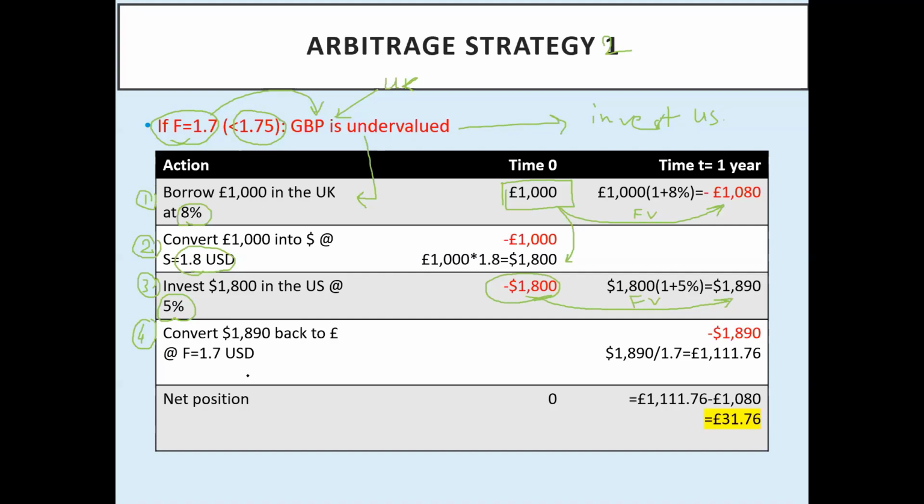Also, because I want to hedge my foreign exchange rate risk exposure, I'm going to convert the dollars back into the pounds at the end. So here in step 4, I'm going to convert the dollar proceeds into the pounds at the forward rate of 1.7 USD. Okay.